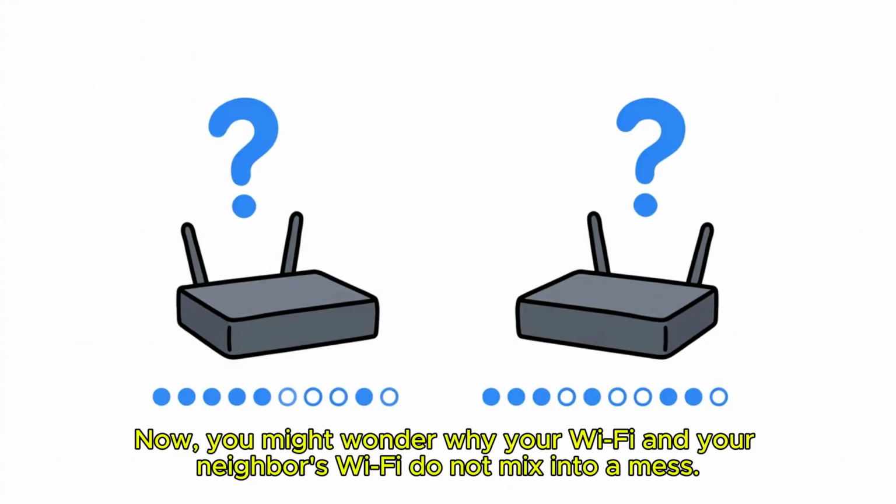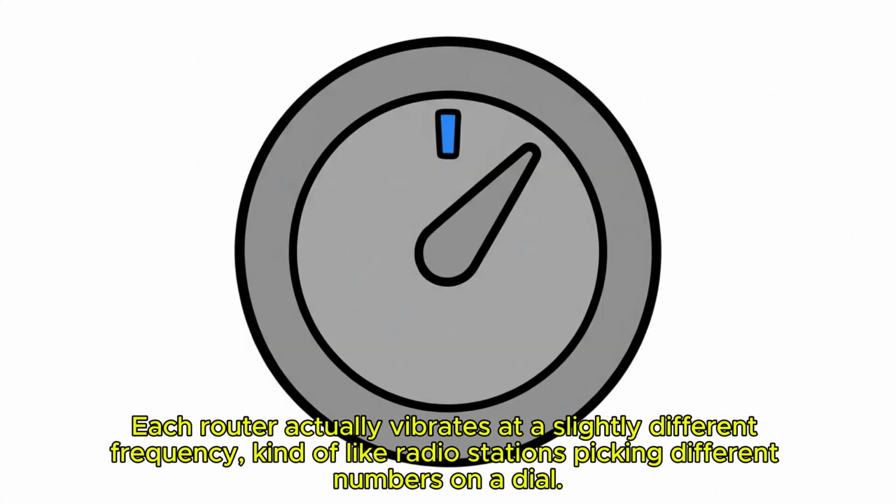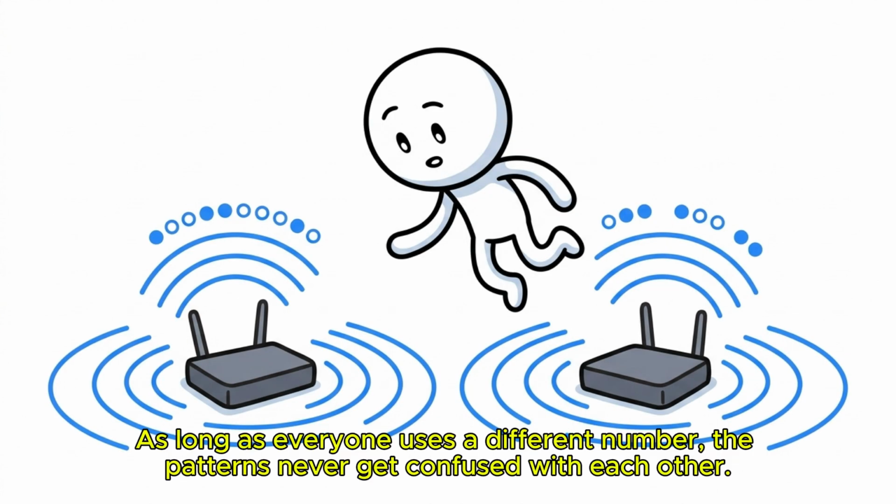Now, you might wonder why your Wi-Fi and your neighbor's Wi-Fi do not mix into a mess. Each router actually vibrates at a slightly different frequency, kind of like radio stations picking different numbers on a dial. As long as everyone uses a different number, the patterns never get confused with each other.